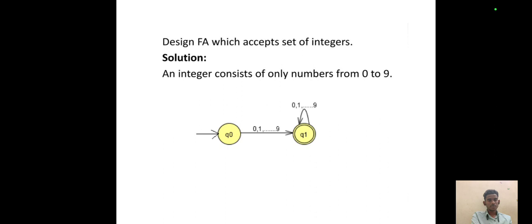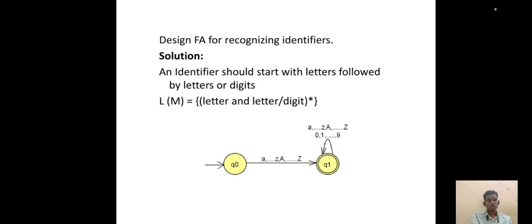Design finite automata which accepts set of strings. An integer consists of only numbers from 0 to 9. And here the initial state is q0 and the final state is q1. Design finite automata for recognizing identifiers. In this, the initial state is q0 and the final state is q1.